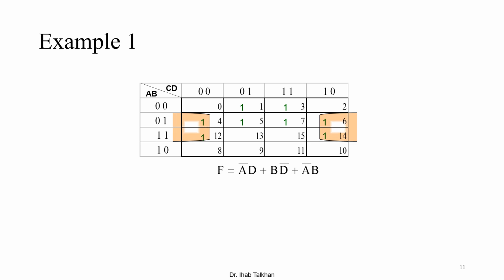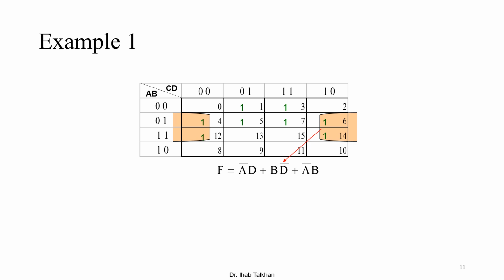The first one here, you have cell number 6 and 14 and 4 and 12. This is a group of 4, and as you can see, this is essential because you have no other choice rather than taking this group of 4, because 14 and 12 have no choices other than combining with 6 and 4. So this group here is essential, and will give you B bar.